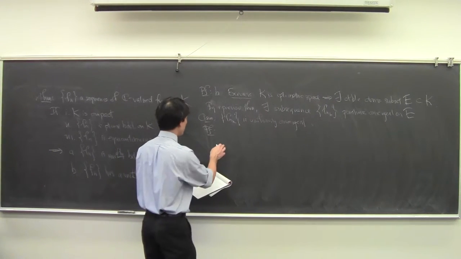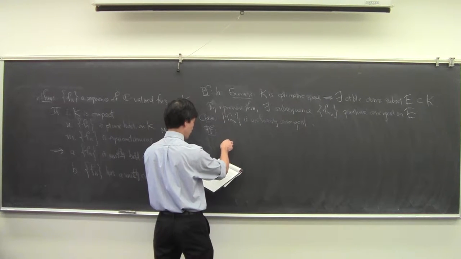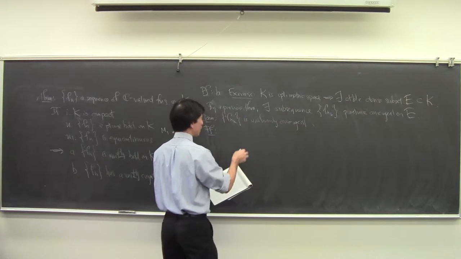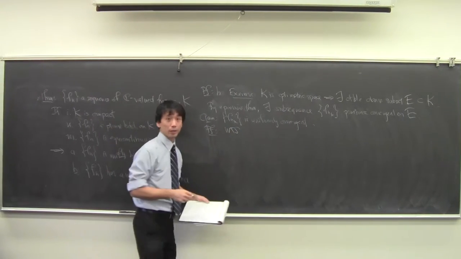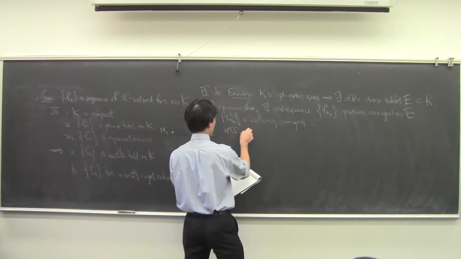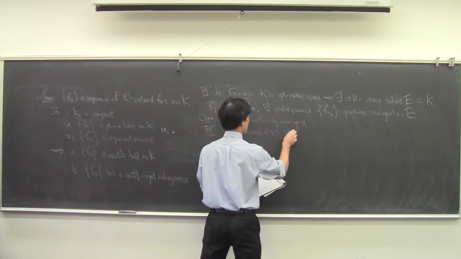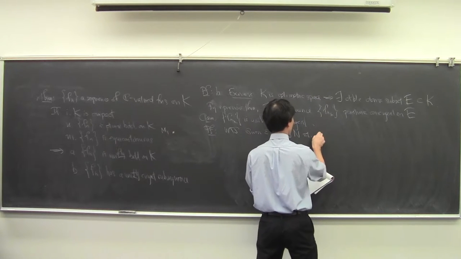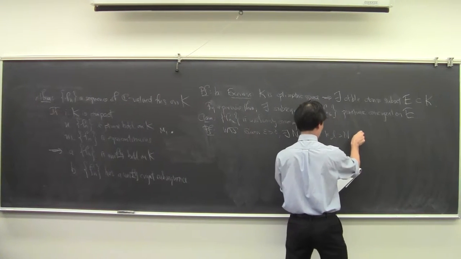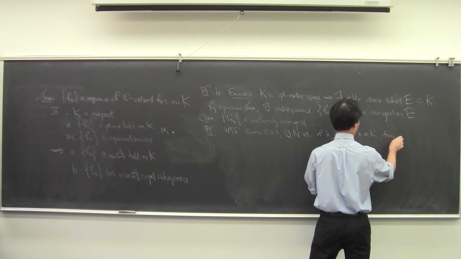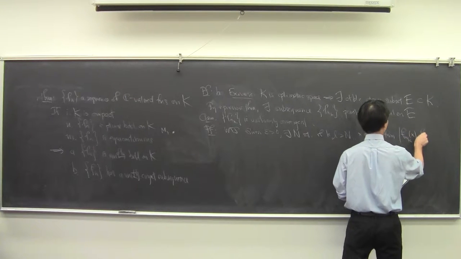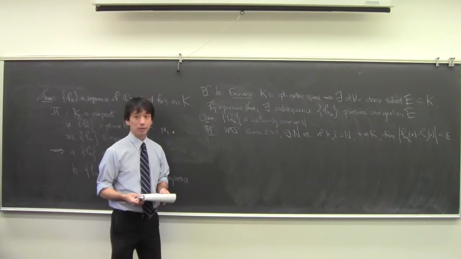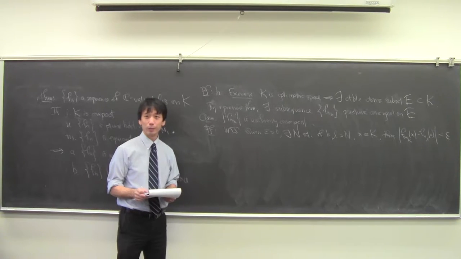Okay. So you start off in the same way. We're going to want to show, using the Cauchy criterion for uniform convergence, that given epsilon, there exists some N such that if k and l are greater than N, and x is in K, then |f_{n_k}(x) minus f_{n_l}(x)| is smaller than epsilon. That's just the Cauchy criterion for uniform convergence.